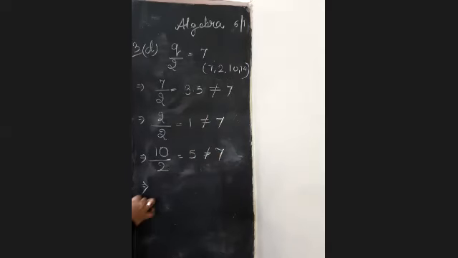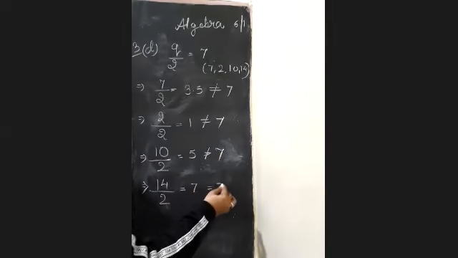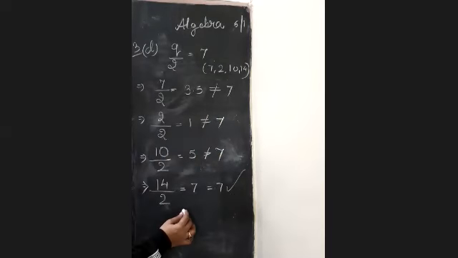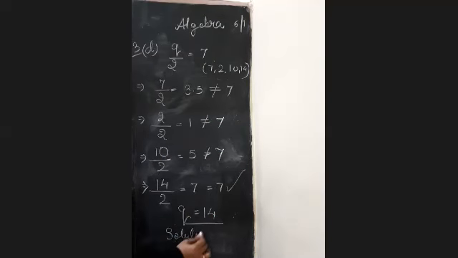Now let us put the last value, that is 14. 14 upon 2 gives us 7. And what should it be? 7 only. So it means this value is correct here. So q is equal to 14. You will write it down: the solution is 14. This is the complete solution for this question.